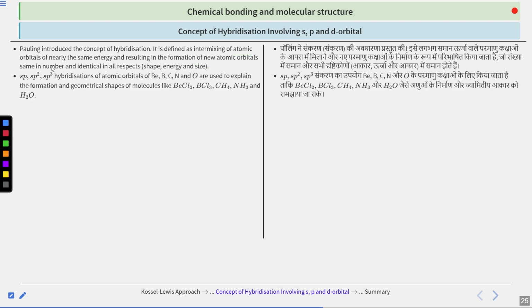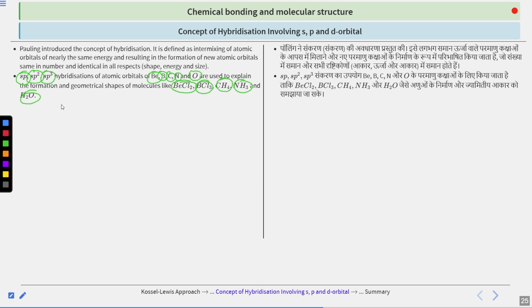Now next is an example. Suppose sp, sp2, sp3 hybridization of atomic orbitals of Be, boron, carbon, nitrogen and oxygen are used to explain the formation and geometric shape of molecules like BeCl2. So BeCl2 is linear and it is formed by sp hybridization. BCl3 is sp2, CH4 is sp3, NH3 is also sp3 and H2O is also sp3.